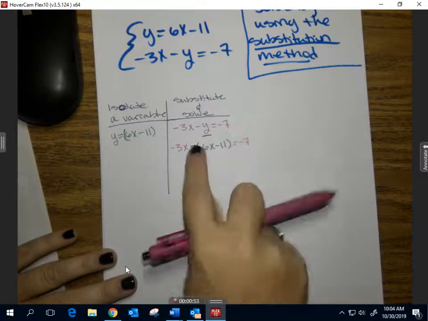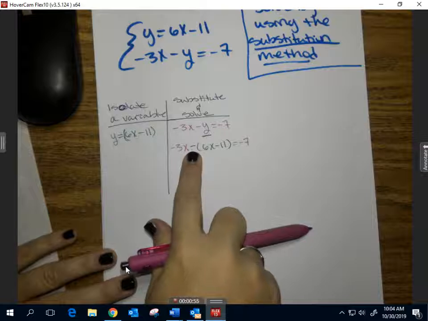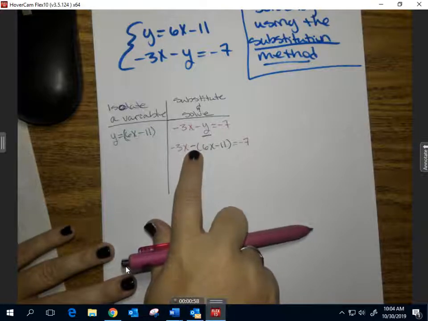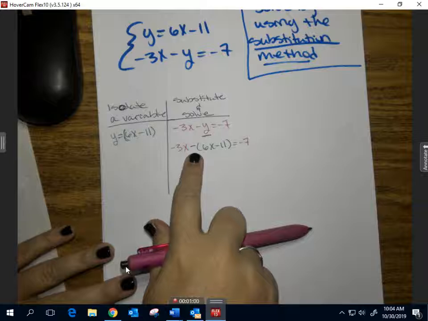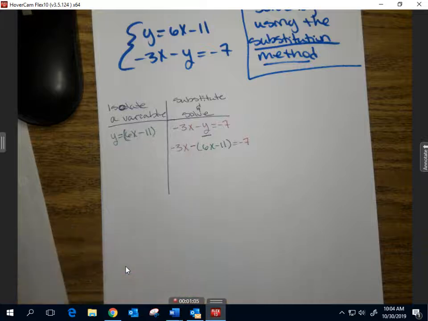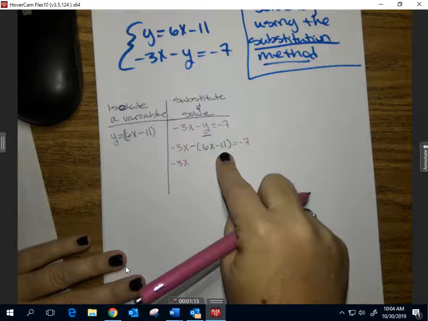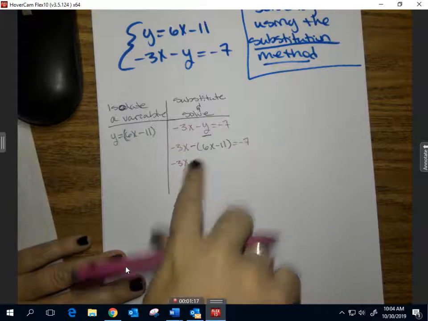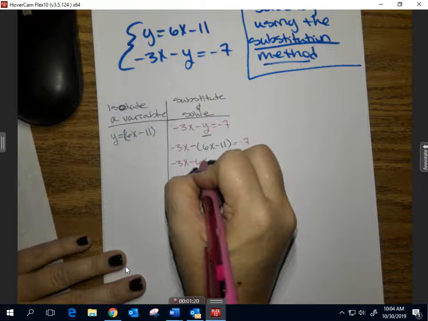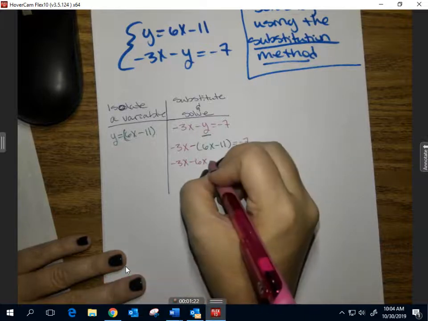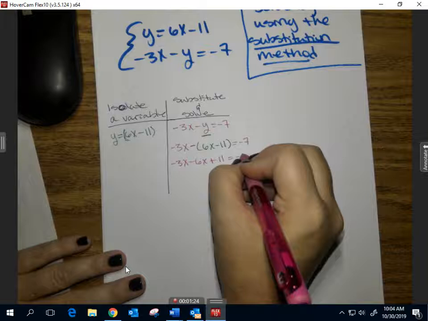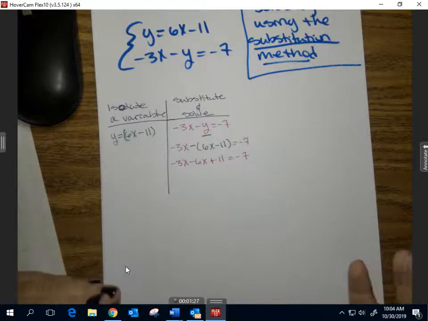First thing I'm going to do, see that minus sign right there in front of the parenthesis? Only if you have a minus sign in front of a parenthesis, you have to change things. If it was a plus sign, I could just leave it alone. Nothing would change. But because minus signs make things change, everything inside the parentheses just becomes its opposite. So positive 6x now becomes negative 6x. Negative 11 becomes positive 11. And notice the parentheses are gone when I do that.